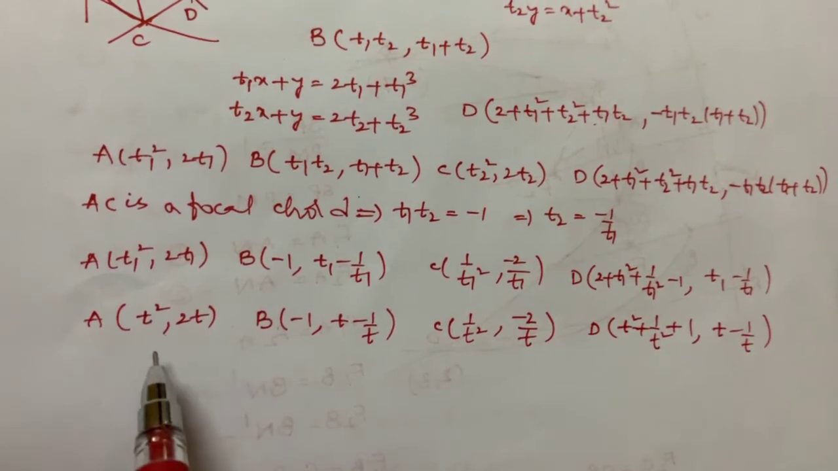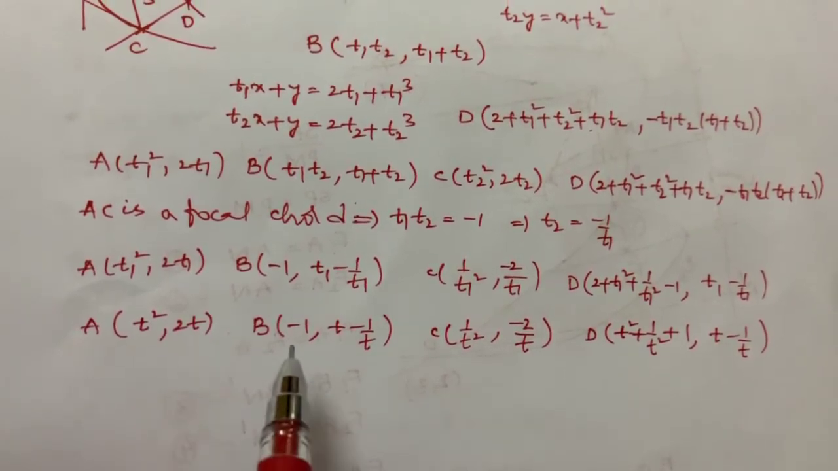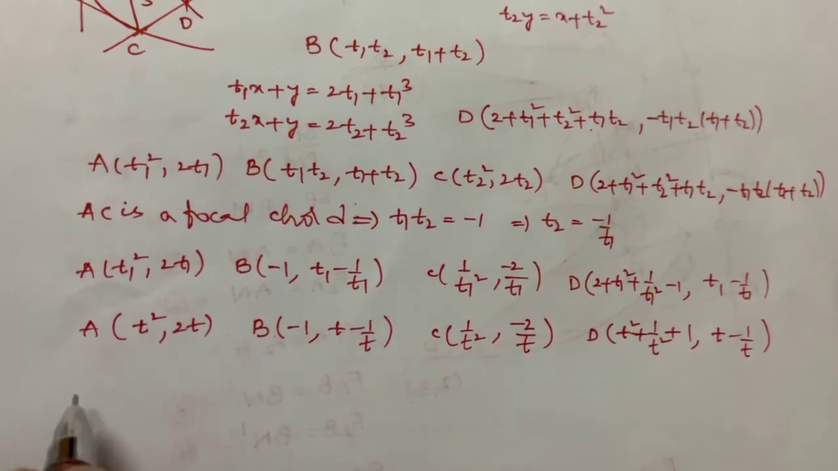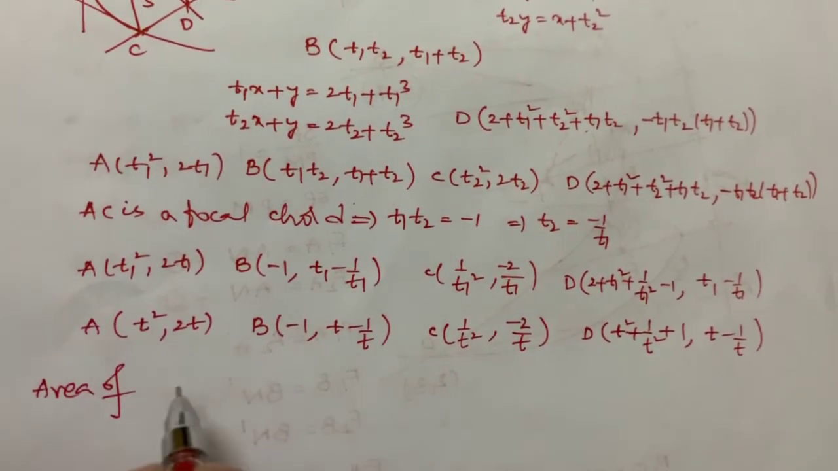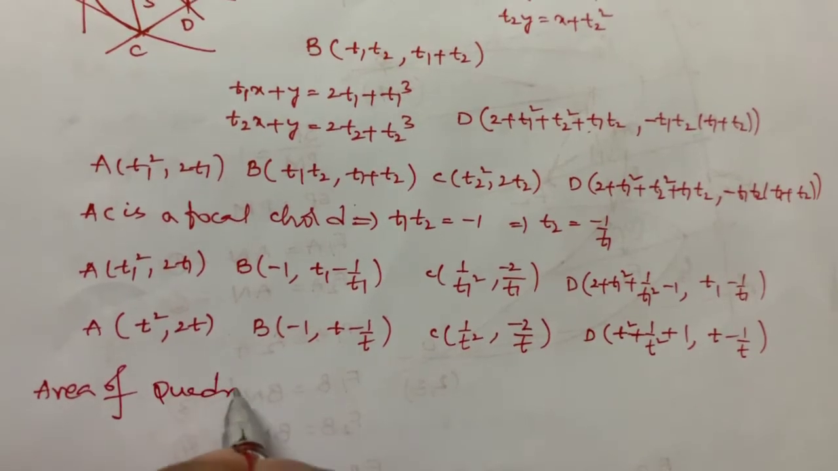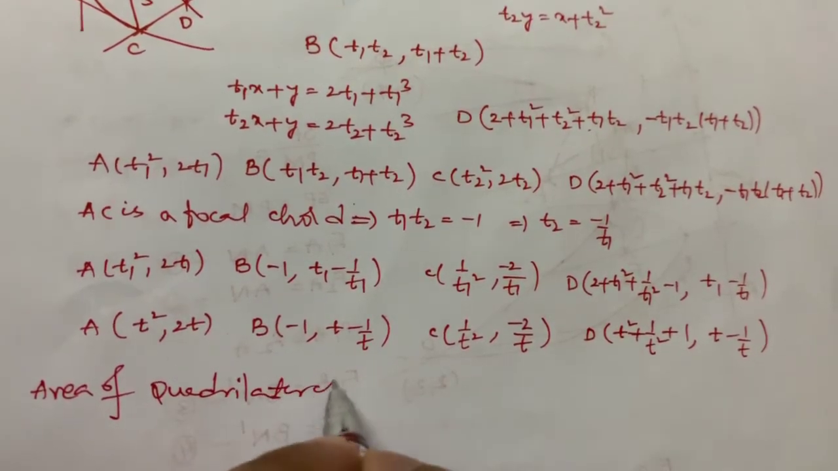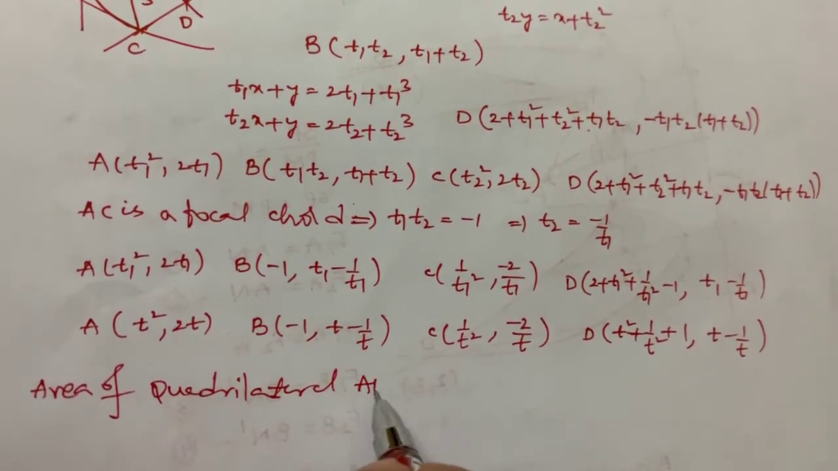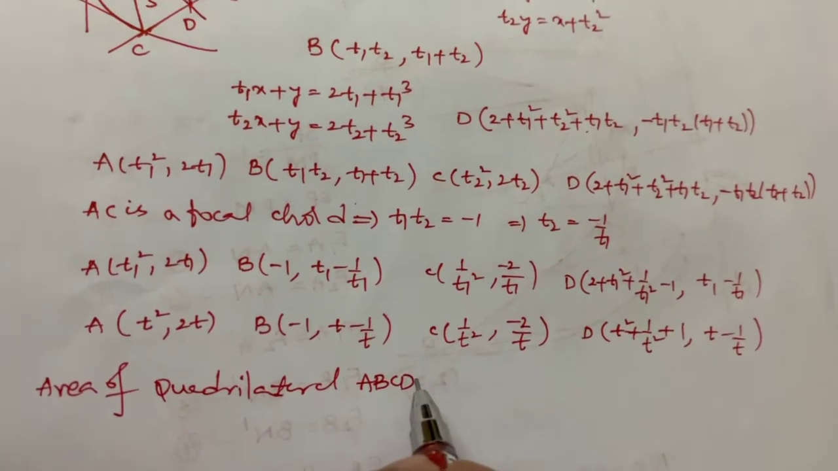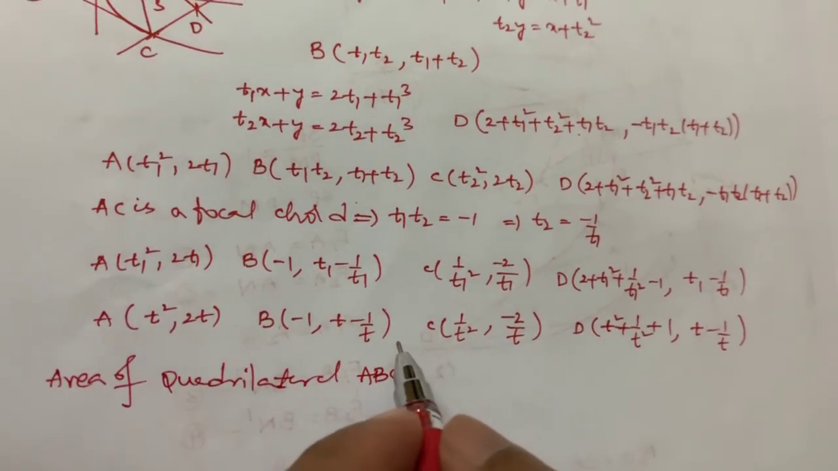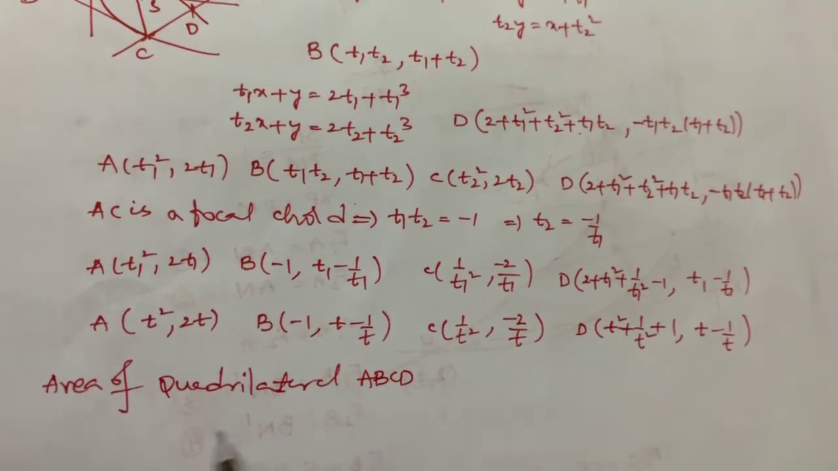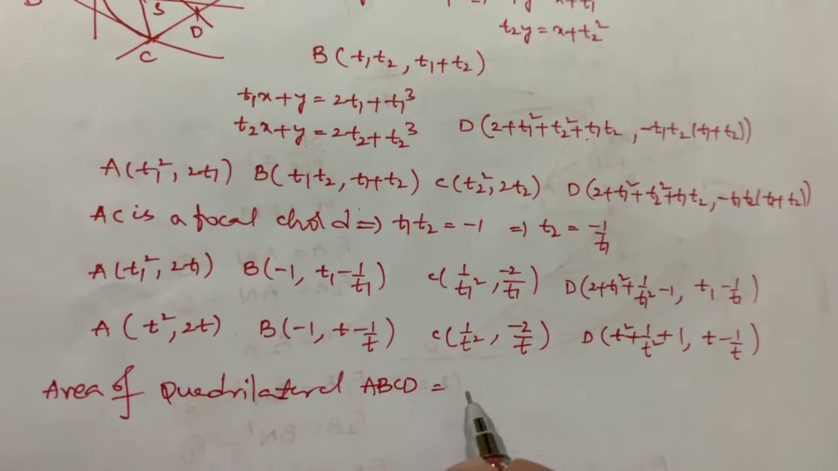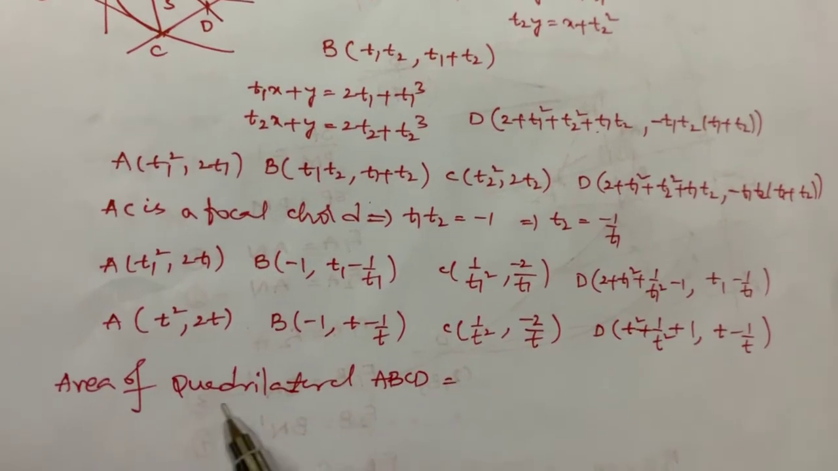So what can we do now? The area of quadrilateral ABCD I want to calculate. Okay, what can we do now? Is there a simple way to calculate it?